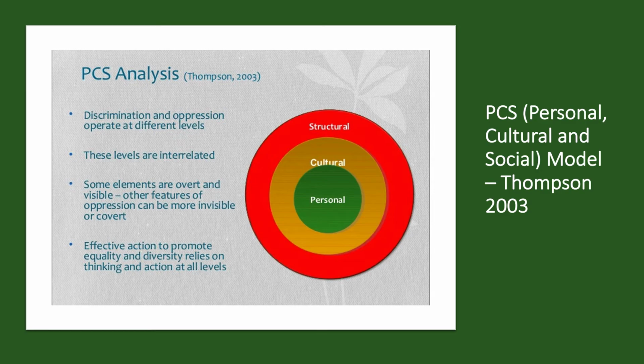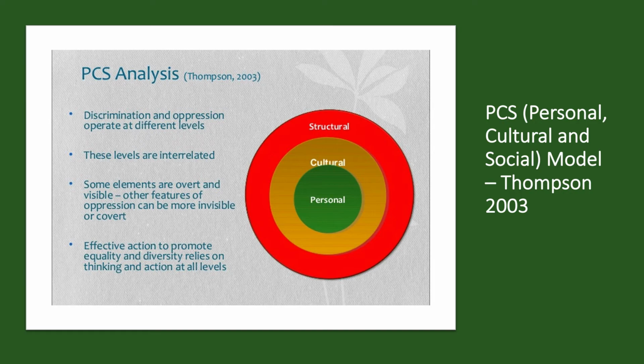So Thompson suggests that discrimination and oppression can happen at a personal level. So we base things on our own personal judgments. So we make a judgment about somebody based on our own personal beliefs. It can also happen from a cultural perspective. So it might be that a person's culture actually leads them to treat people differently. So it's not a personal thing, it's a cultural thing. But then, on the wider part of this diagram is the structural. So discrimination and oppression might happen due to structures that are in place.